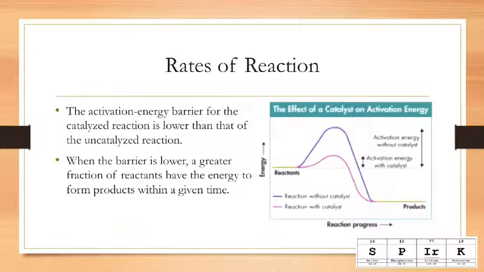So if you look at the dark purple plot, it has a lot larger activation energy, and that's the one without the catalyst. But if you look at the light purple diagram, or pink maybe, you can see that the activation energy is a lot lower, and that's because we're using a catalyst. So this reaction is a lot easier to occur with a catalyst because the activation energy is a lot lower.